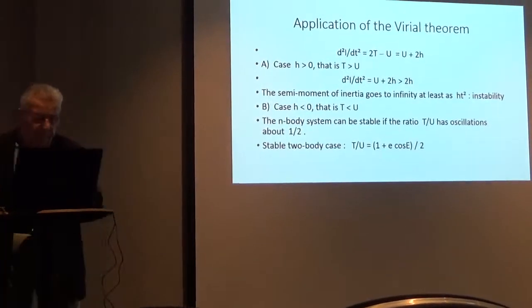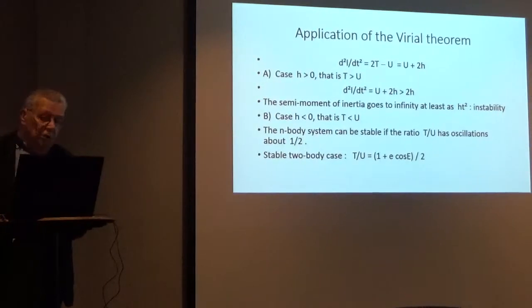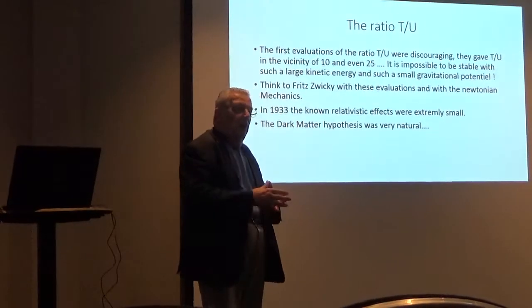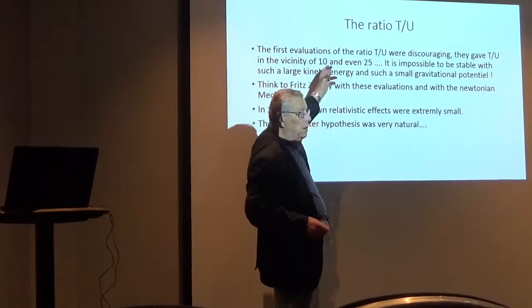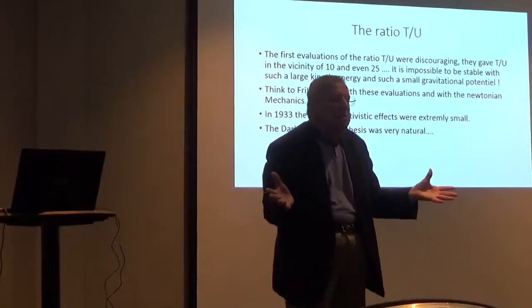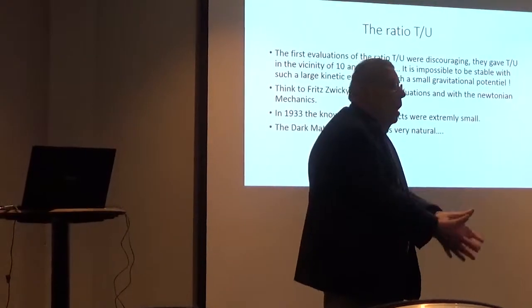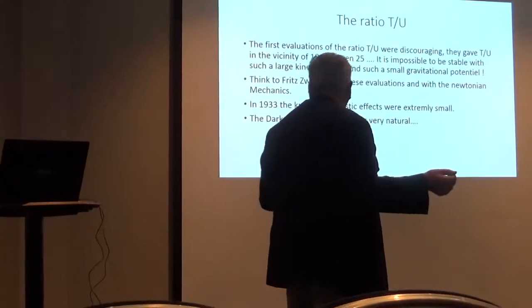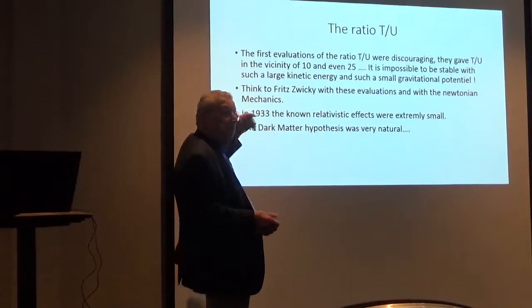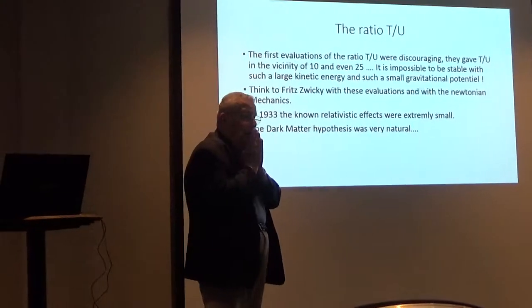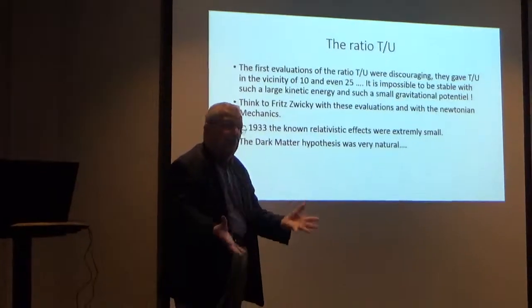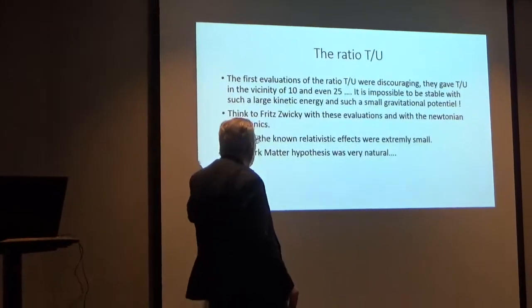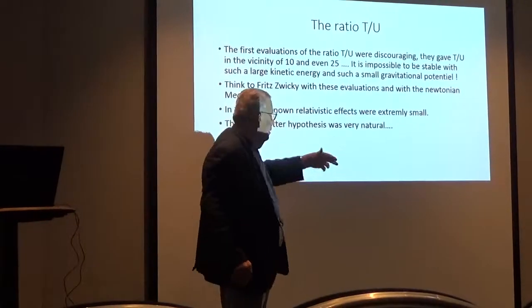And at this time, in the evaluation of that ratio T over U for a lot of clusters, T over U was over 10 and even over 25. So how can a system be stable, in their minds, with such a large kinetic energy and a small gravitational potential? Thanks to these astronomers with their Newtonian orientation, they did not think that the relativistic effect could be dominant. So the dark matter hypothesis was very natural.